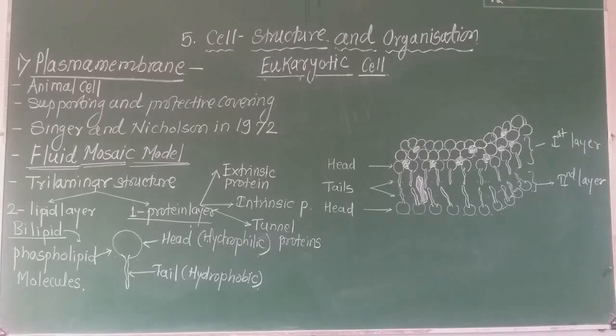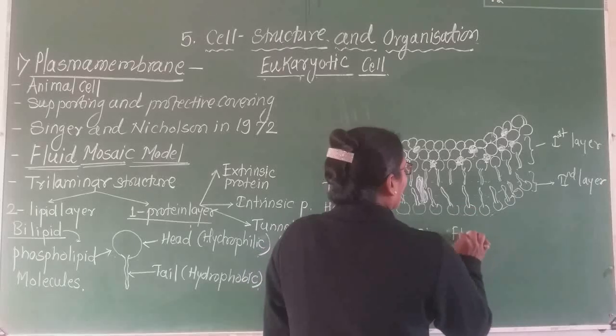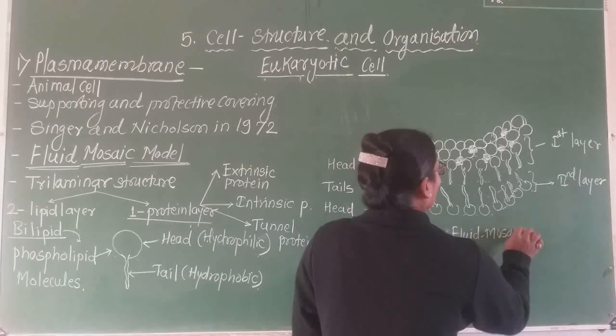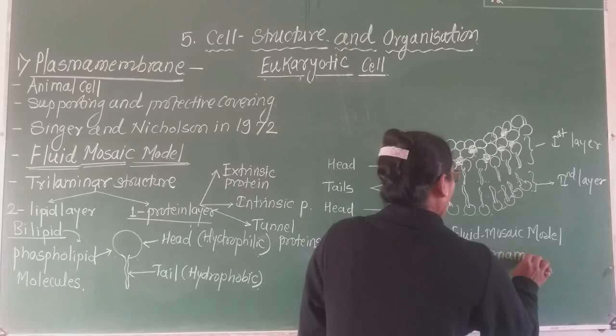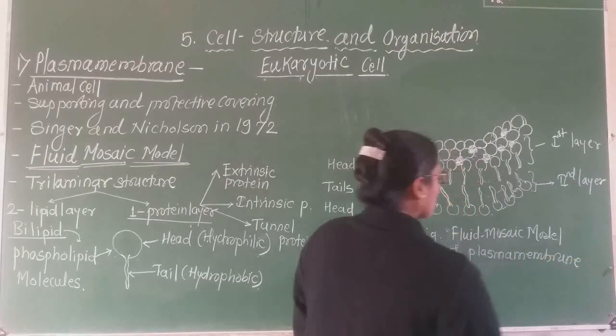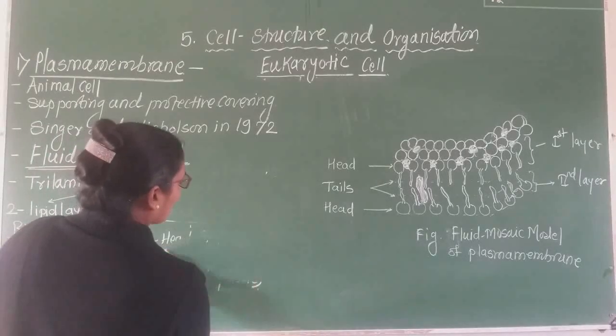Okay. Now, such a plasma membrane is present in the animal cell, and the model was investigated by the scientists Singer and Nicholson. Okay. Now, I think you are very clear about this structure of the plasma membrane. This is the structural points. You also have to draw the figure of the fluid mosaic model of plasma membrane in your notebook. Okay. Now, after completion of the structural points of the plasma membrane, the next point we are going to study is the function of plasma membrane.